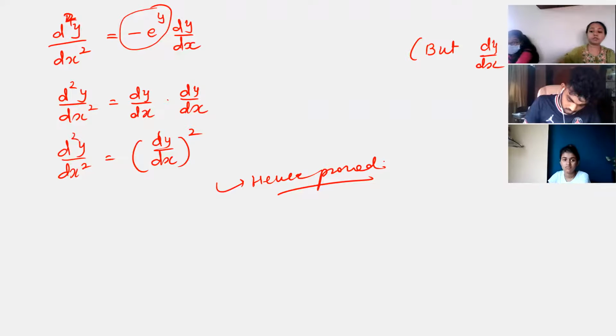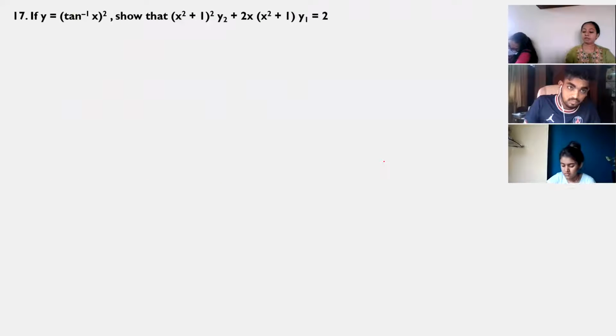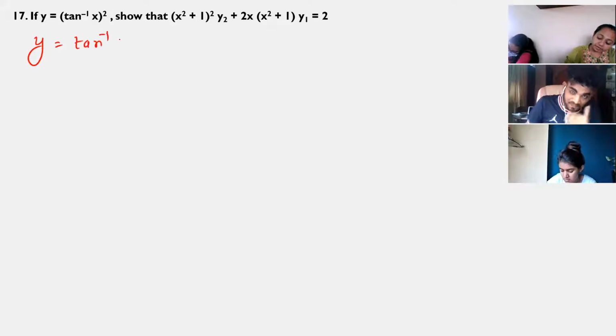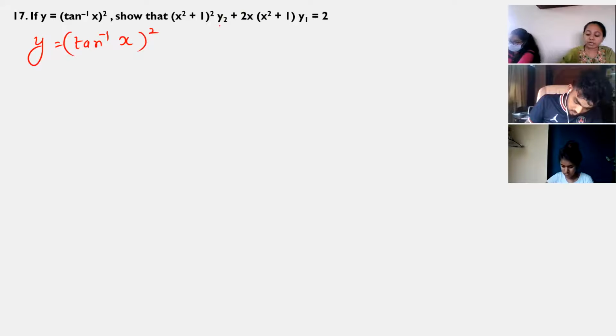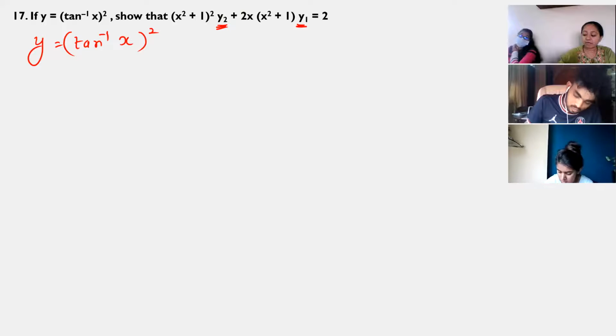Let's do the last question for this 5.7. If y is equal to (tan inverse x) whole square, then show that this part. In what we have to show, you can see y2 and y1. y1 is the first order derivative, that means dy by dx, and y2 is the second order derivative, that means d2y by dx2.